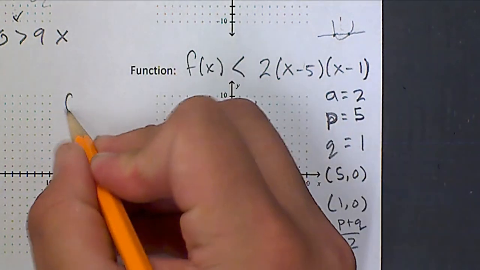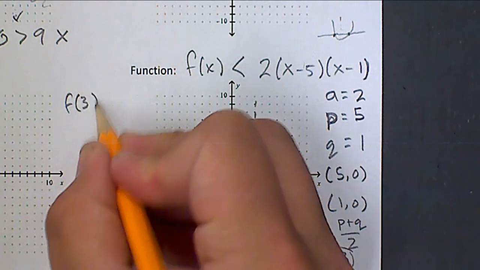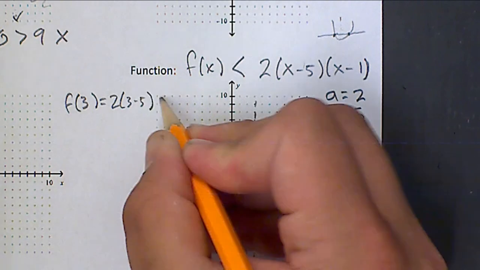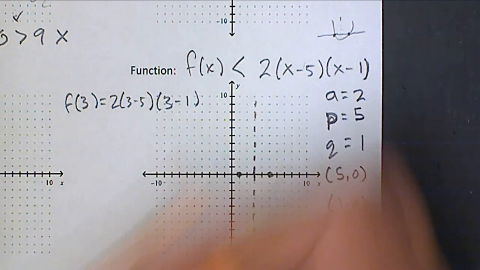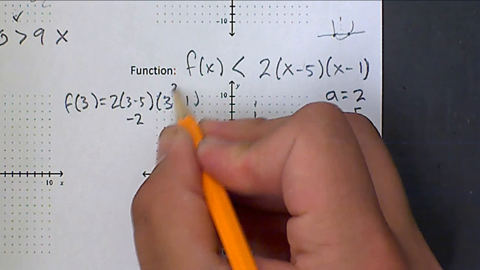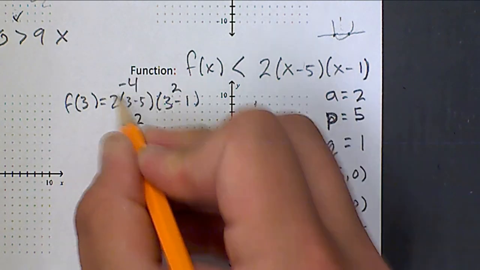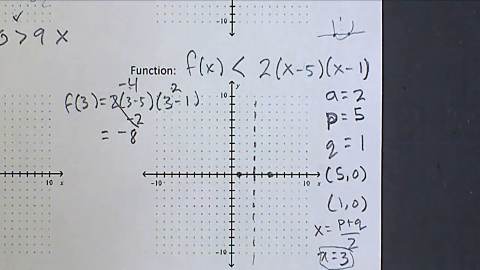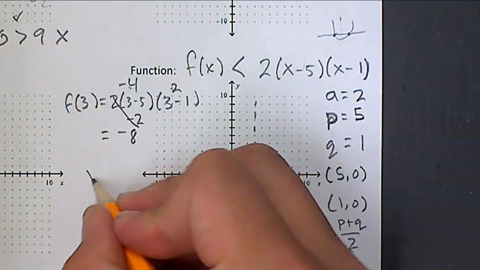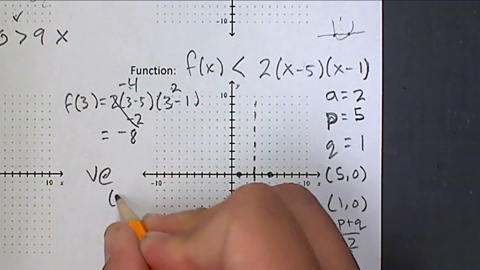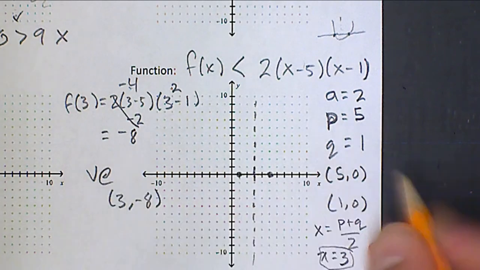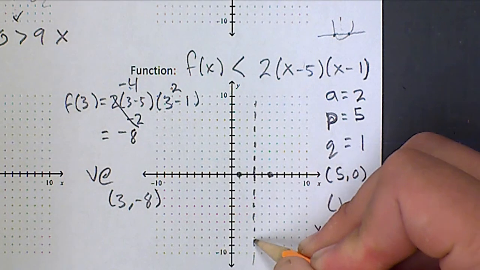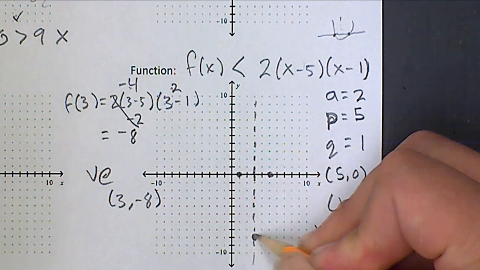So f of 3 is equal to 2 times (3 minus 5)(3 minus 1). 3 minus 5 is negative 2. 3 minus 1 is 2. 2 times negative 2 is negative 4. Negative 4 times 2 is negative 8. So the vertex is at (3, negative 8). So we go over 3, down 8, 1, 2, 3, 4, 5, 6, 7, 8. Right there.